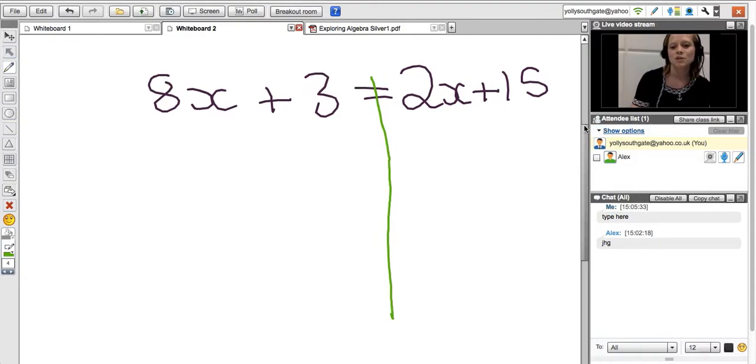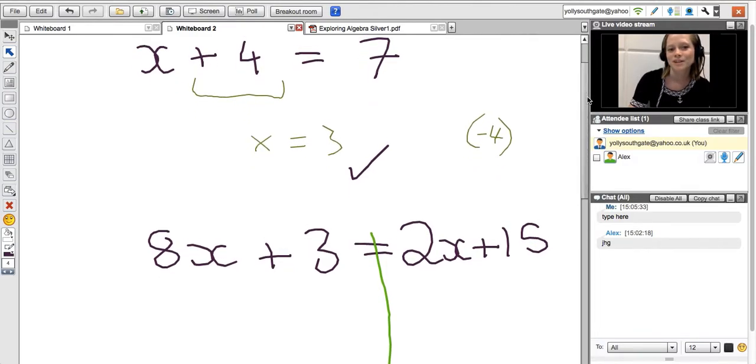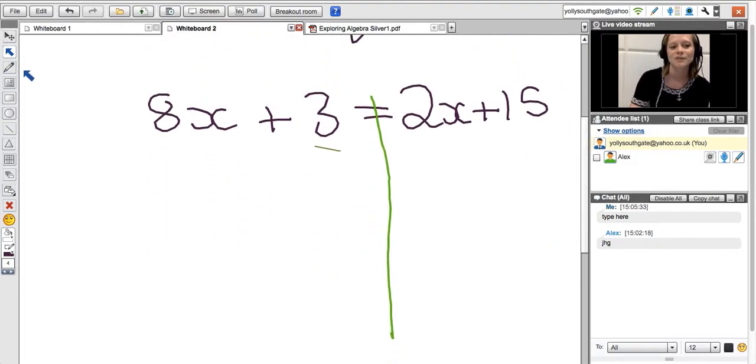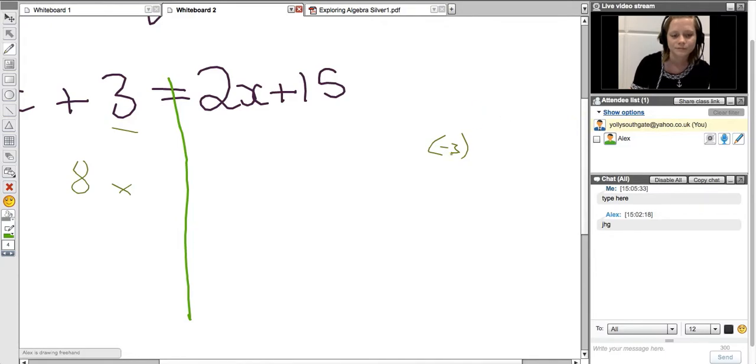Yeah, but you were able to deal, if we go up, you were able to deal with this 4, right? Yeah. So what can you deal with in a second equation, which is in a similar position? 3. Yeah, the 3, good. So what would you do to both sides of this equation first? Take it away. Yeah, can you do that for me? Fantastic, well done.